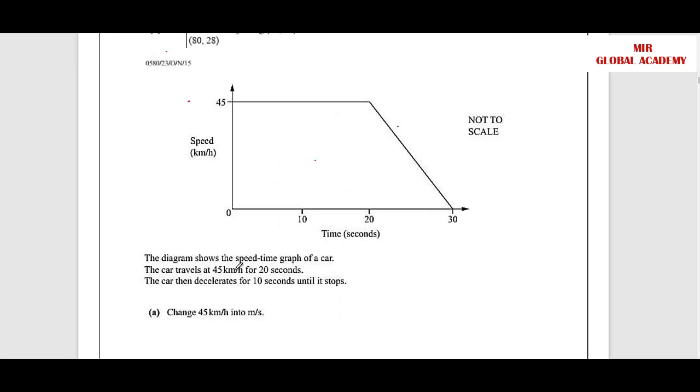In the next question, the diagram shows the speed time graph of a car. The car travels at 45 km per hour for 20 seconds. The car then decelerates for 10 seconds until it stops. Change 45 km per hour into meter per second.